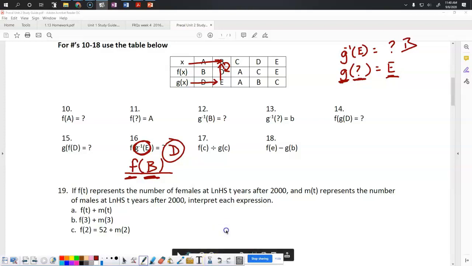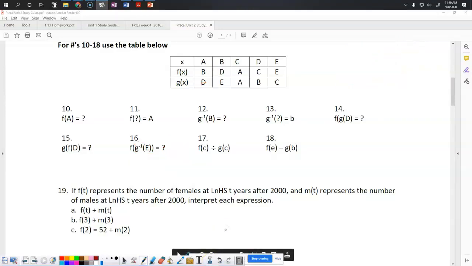All right, moving on, number 17. So how we're going to handle these ones is we're going to figure out what each piece is, and then we're going to do the math. So I'm going to figure out what's F of C, then I'm going to figure out what's G of C, and then I'm going to divide them. So let's do that. What's the F value when the input is C? That would be A. What's the G value when the input is C? It's also A. What's A divided by A?